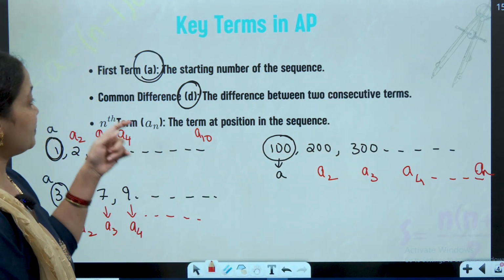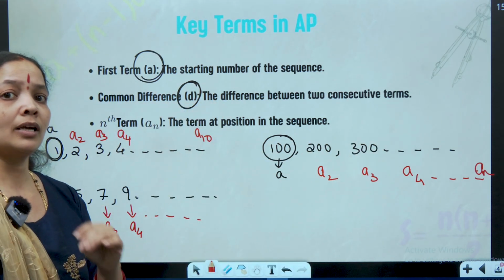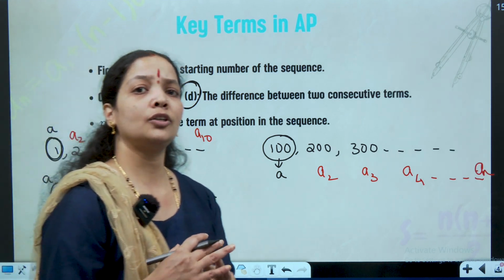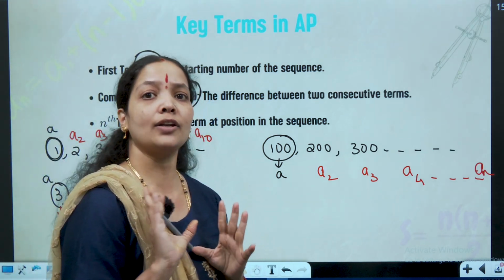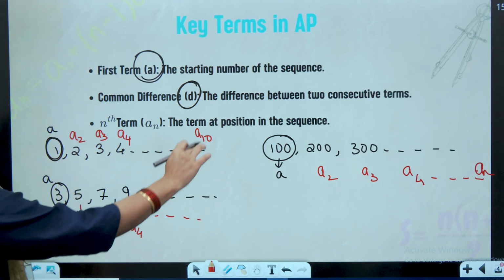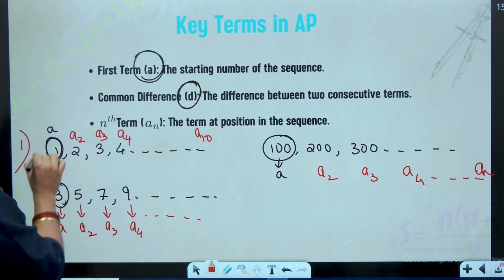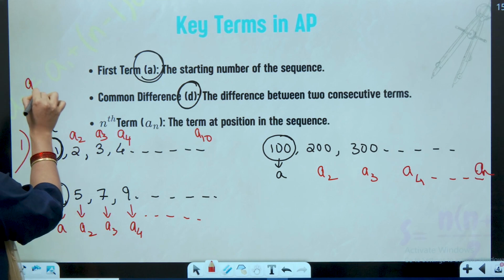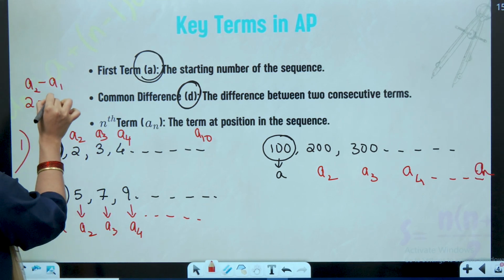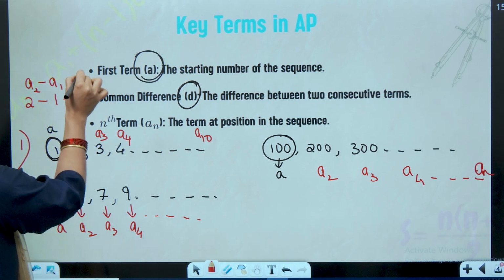Okay. Now we were speaking about the second term, that is common difference. What is common difference? The difference between two particular terms in an order. For example, if I want to find the common difference for the first example here, I will subtract A2 minus A1. What is A2 here? 2 minus A1 is 1. So my common difference is 1 here.